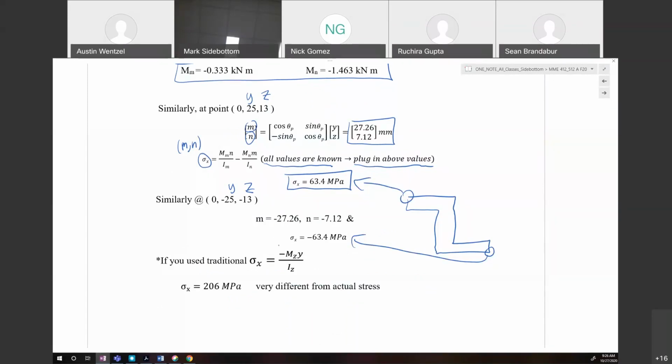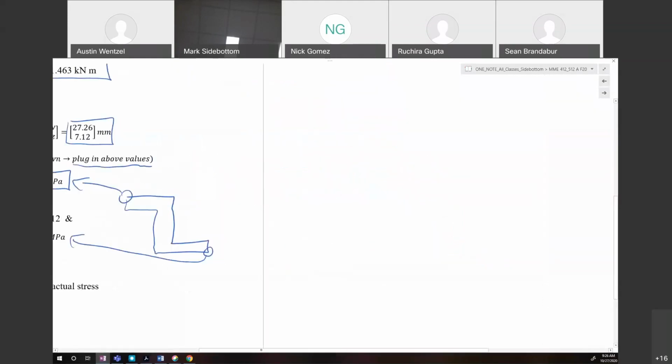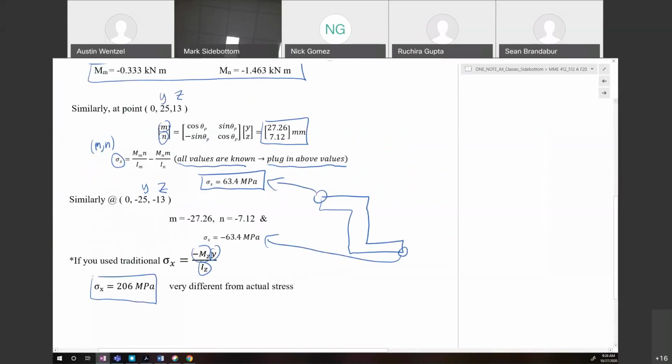Now, if you had just gone along and used the traditional beam theory, where you just say that your stress is going to be equal to the moment about the z-axis times y divided by IZ, and you plugged in those values, you would have estimated the stress to be 206 megapascals, which is very different from the actual stress that was calculated to be 63.4. It's a little bit more than 3 times as much stress. So it's very important for these unsymmetric bending problems that you do use the unsymmetric bending equations. Otherwise, your estimates for the stresses within the sections are going to be very different from the actual stresses experienced.